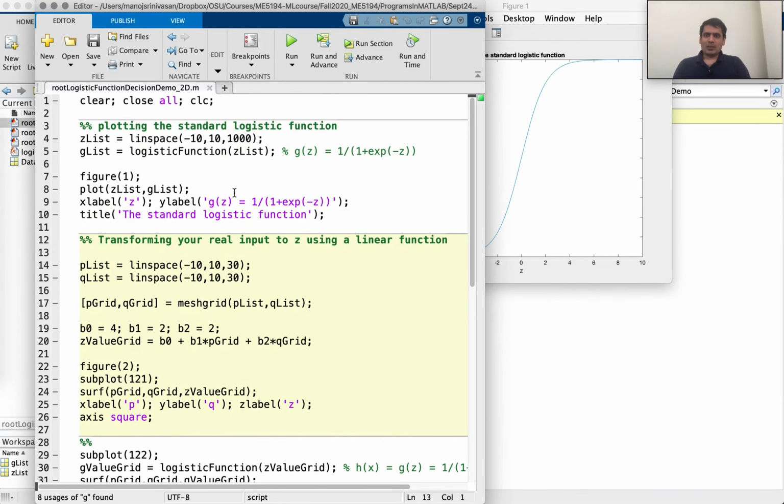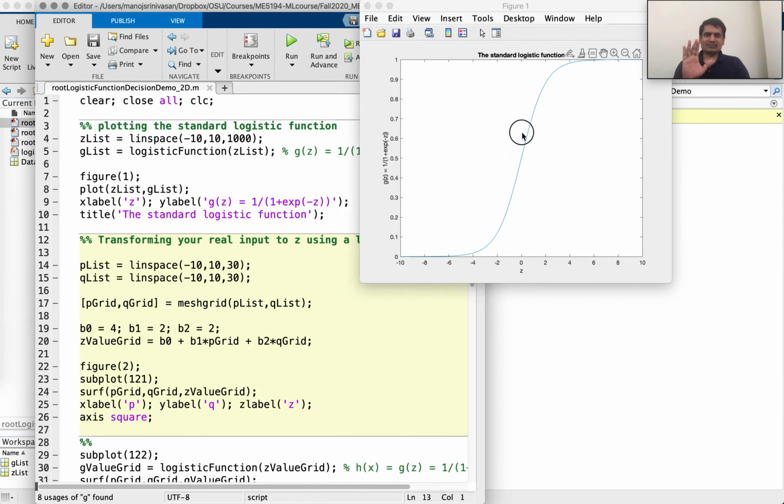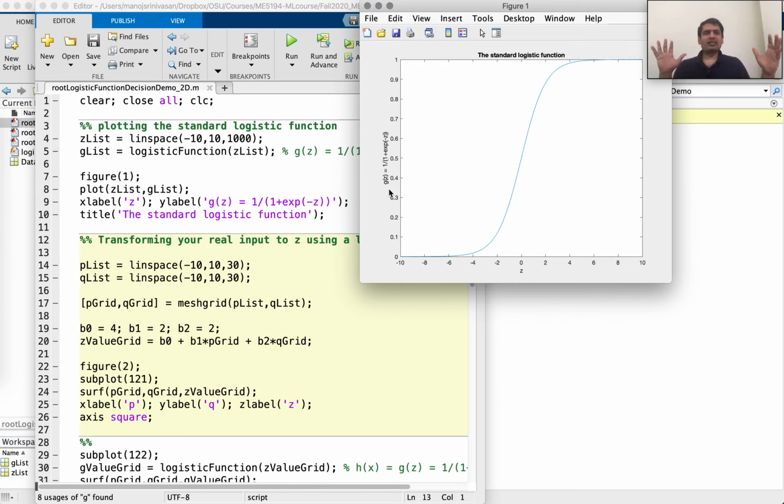Now let's apply the same one-dimensional logistic function g of z to many-dimensional problems, in particular two-dimensional problems. But 2 is just a special case. You can have 20 dimensions, 200 dimensions, 200,000 dimensions, and we will do a 200-dimensional problem in the next lecture. But let's look at two dimensions for a moment.